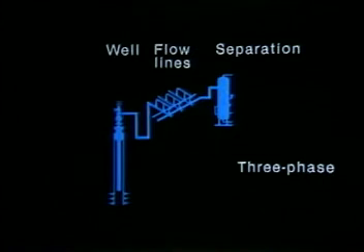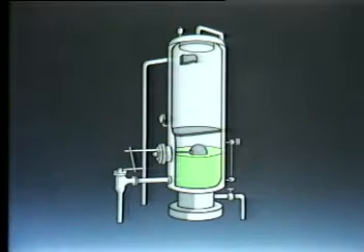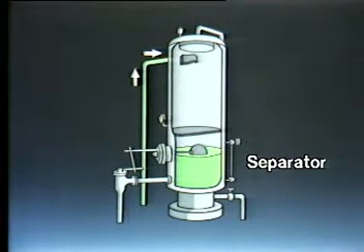A 3-phase separator divides the production into gas, oil, and water. A 2-phase separator divides the produced fluids into gas and liquid. Let's observe the operation of a typical vertical 2-phase separator. The oil, gas, and water mixture enters through an inlet on the side of the tank-shaped vessel.